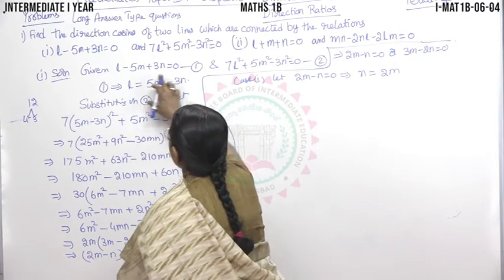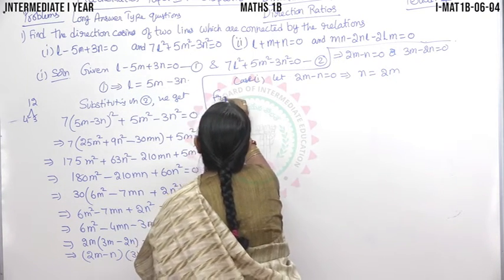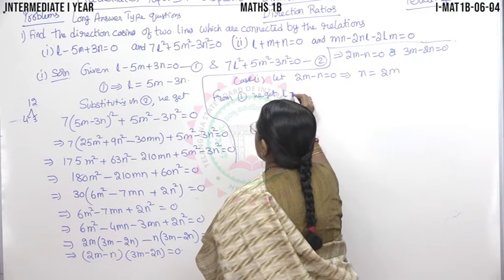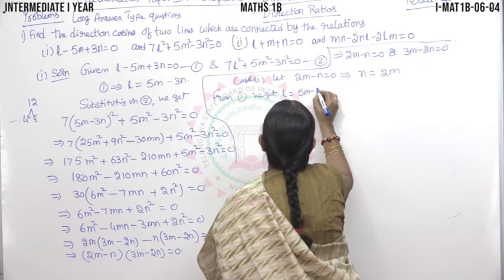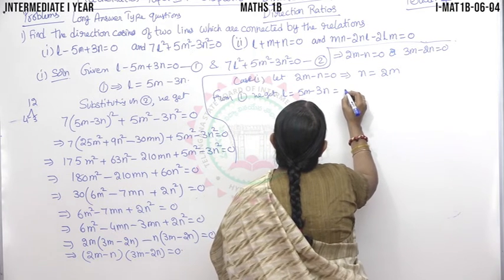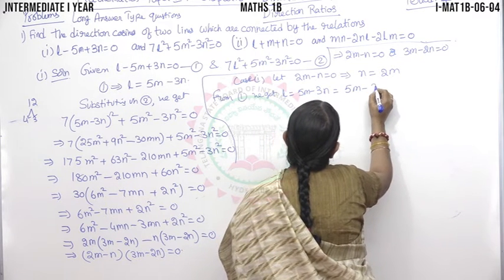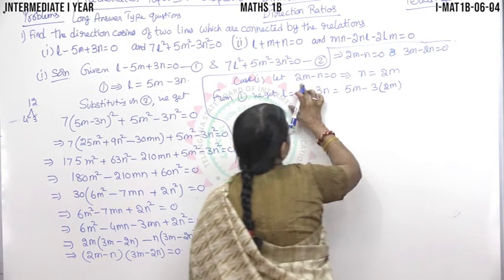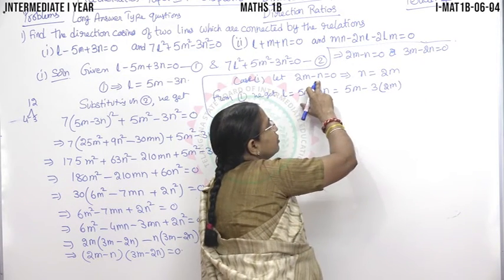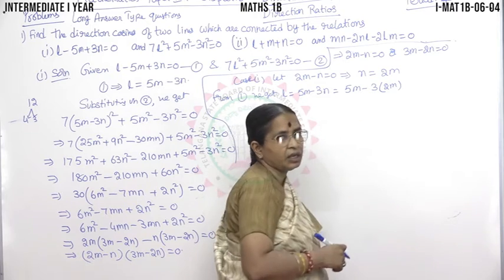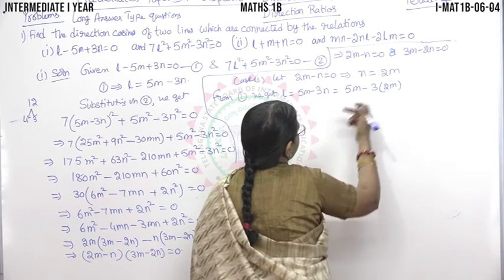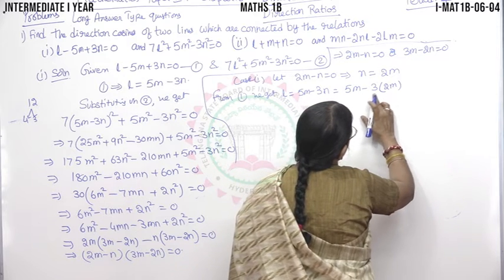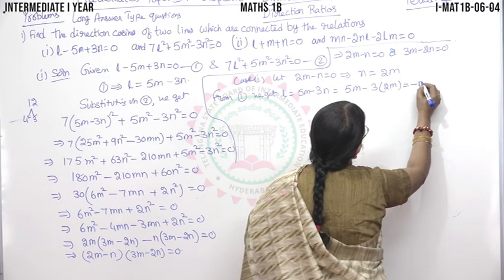Now we'll find out L from this. From equation 1, we get L is equal to 5m minus 3n, that is 5m minus 3 into n. What is n? 2m. So whichever is convenient you find out. Here, because n's coefficient is 1, we found the n value. Otherwise you can find the m value later. So this is 5m minus 3 into 2m, that is 6m. So that is minus m.